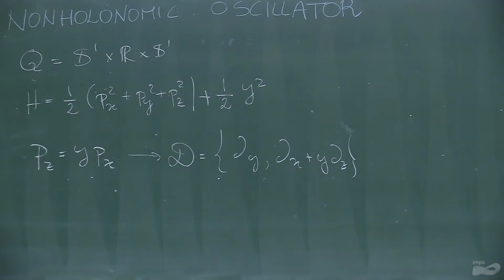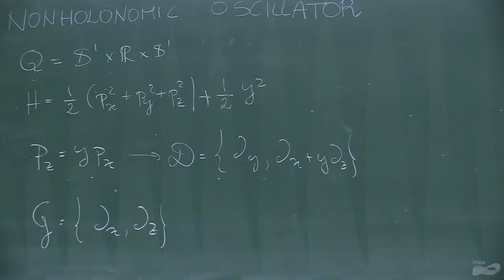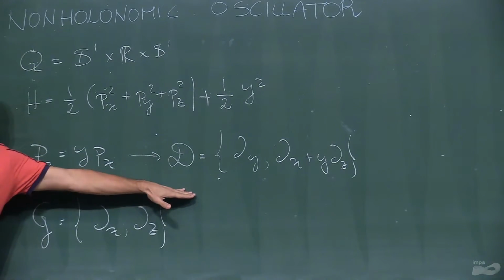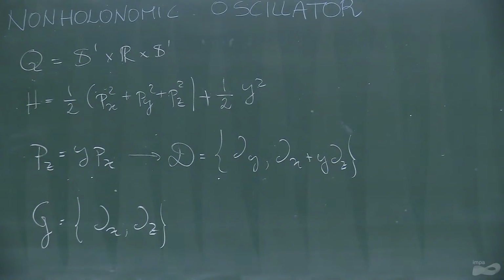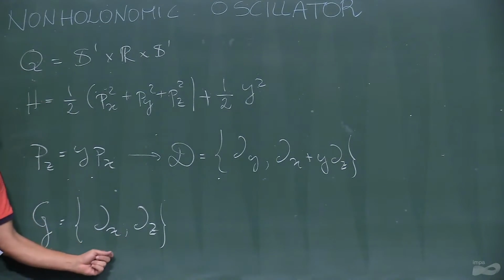Then there is clearly a symmetry of this system. There are translations along the x and z directions. So there is, let's say, a symmetry group whose tangent to the group orbit are given by these two translations. And this symmetry leaves the Hamiltonian invariant, but also the constraint invariant. So the first thing that one would like to see is if the associated momenta are conserved.